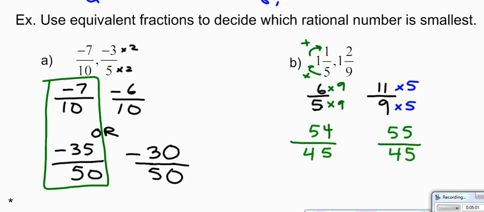Same thing on the right. 9 times 1 is 9, plus 2 is 11, 11 over 9. So we don't have the same denominators, we can't compare them, but we can multiply the fractions by the opposite denominator in order to compare. So we go 6 over 5 multiplied by 9, giving us 54 over 45, and then 11 over 9 times 5 to give 55 over 45. So this one, again, 54 pieces or 55 pieces, 54 pieces is the smaller value.